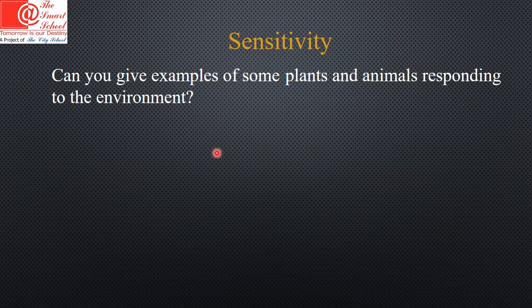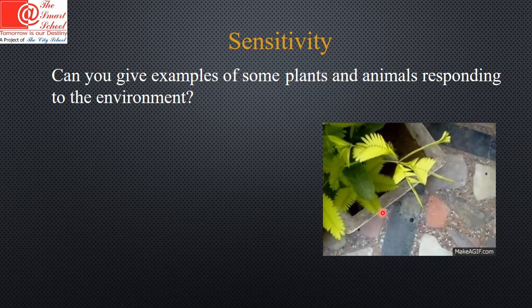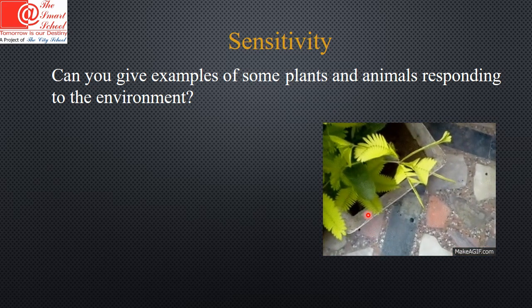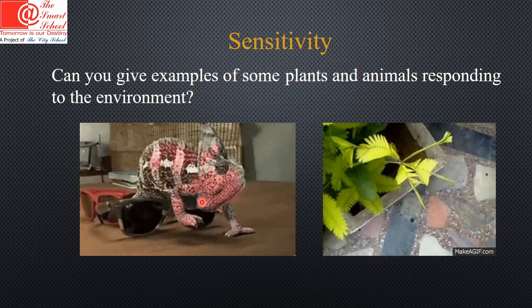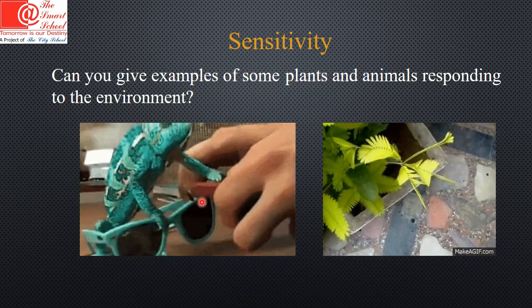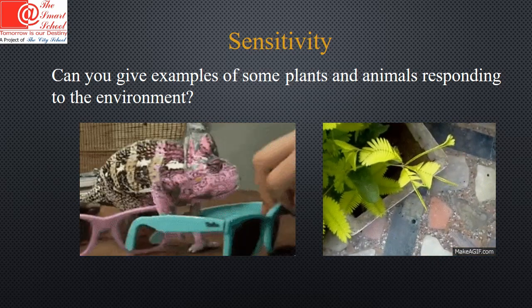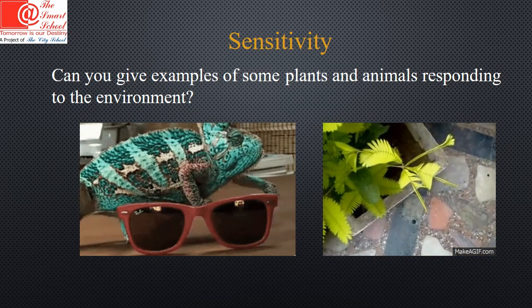Sensitivity. Can you give some examples of plants and animals that respond to the environment? This is a certain plant called touch me not. When it is touched, its leaves wither, as you can see in this picture. Here a chameleon is changing its color with respect to its environment. These are examples of changes or responses that animals and plants give to the environment.